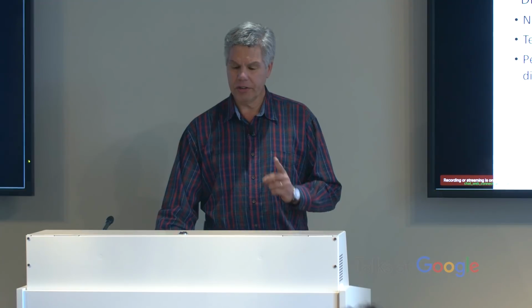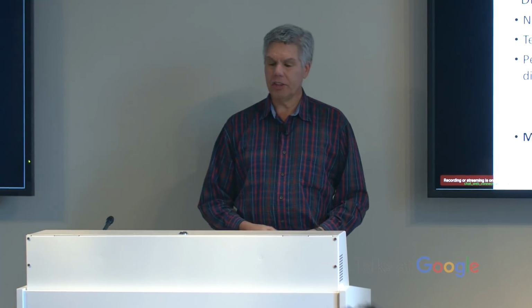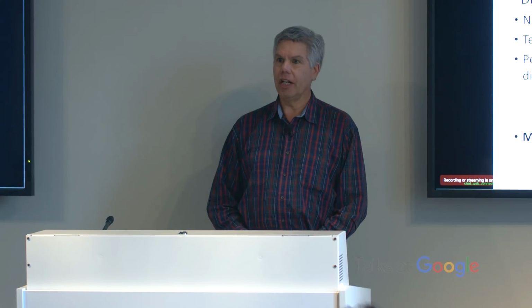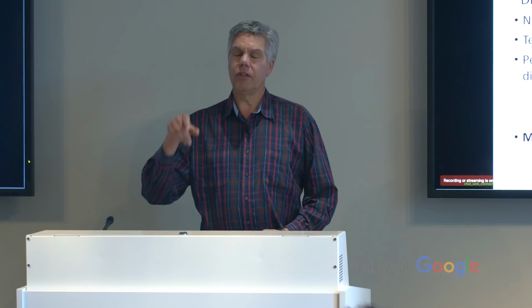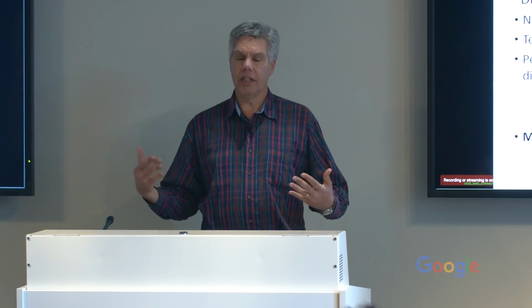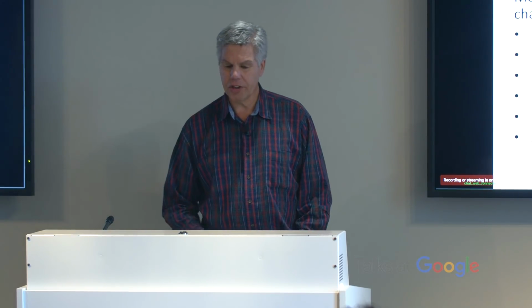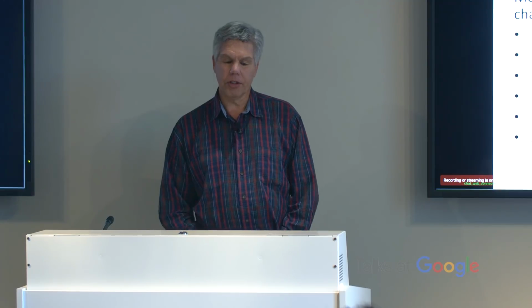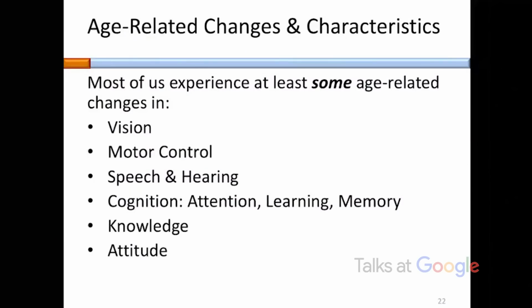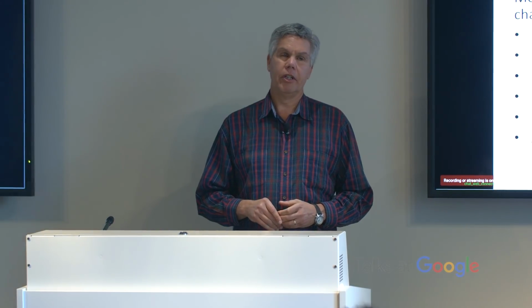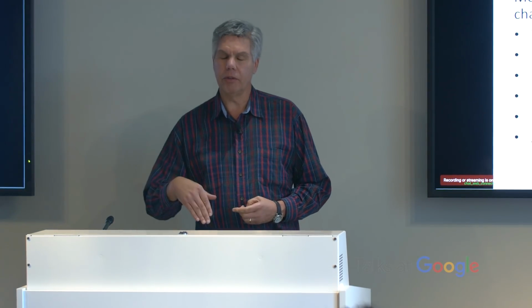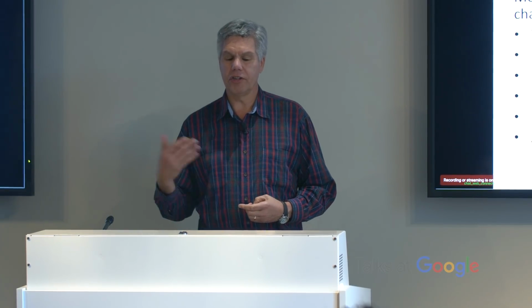But there's yet another reason, which is that most of us experience age-related changes, and those are not going to go away either. Okay, so those age-related changes are going to happen to your children and their children as well as to us. And those changes occur in vision, motor control, speech and hearing, cognition, attention, learning, memory, and knowledge and attitude. And I would have to say the bulk of the book talks about these changes. There's a chapter devoted to each one of those bullets. What are the changes, and then what do you do to design so that those changes are not a barrier.